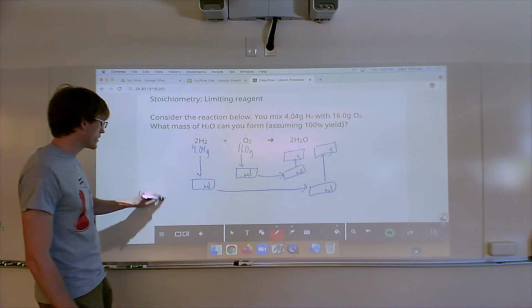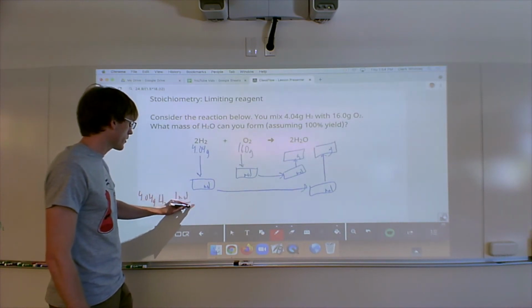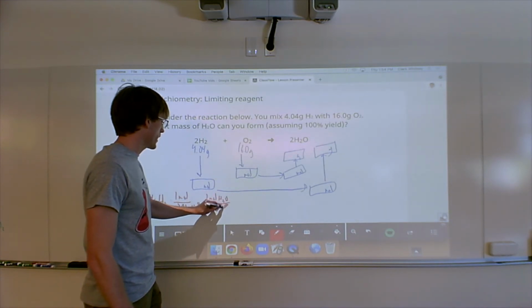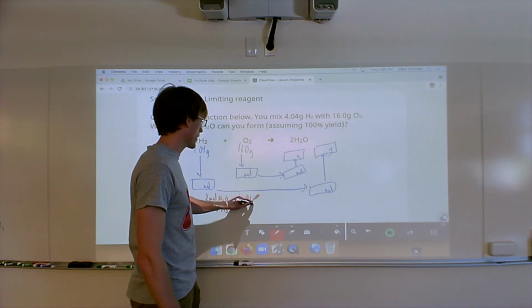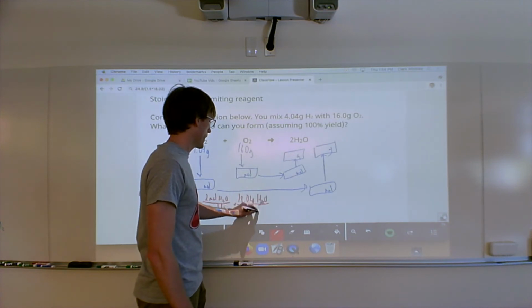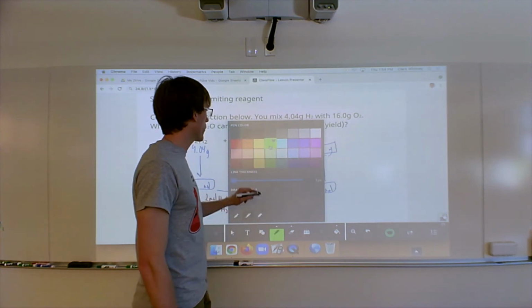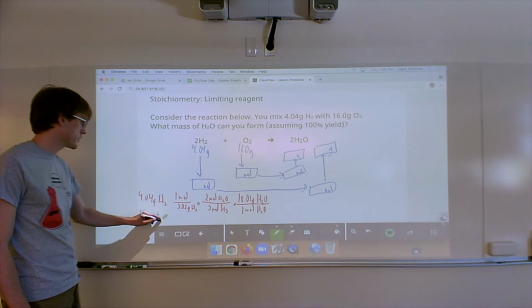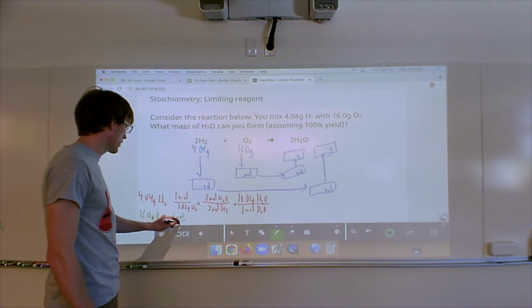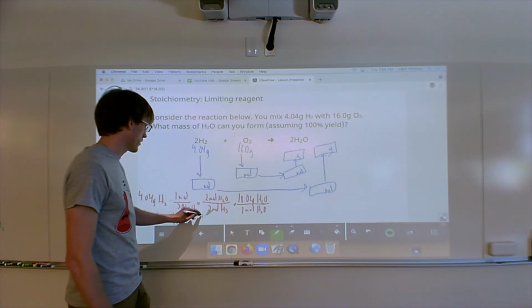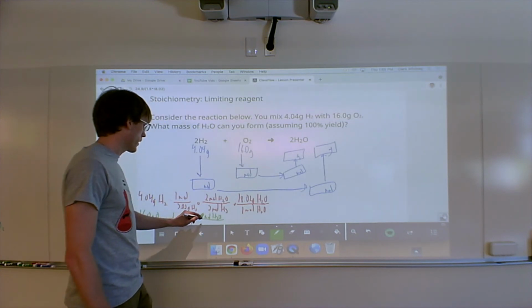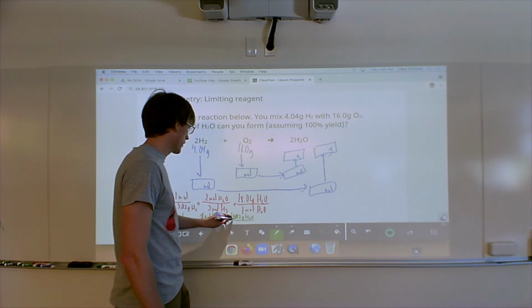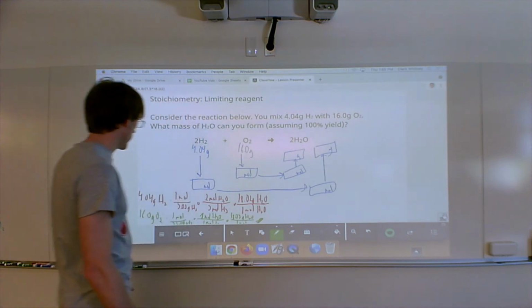4.04 grams of H2 times 1 mole over 2.02 grams of H2, times 2 moles H2O over 2 moles H2, times 18.02 grams of H2O over 1 mole H2O. So I've done that. And even before I calculate, I'm going to set up the other calculation for oxygen. We have 16.0 grams of O2 times 1 mole over 32.00 grams of O2, times 2 moles of H2O for every 1 mole of O2, times 18.02 grams of H2O for every 1 mole of H2O. And that's going to give me a value as well.